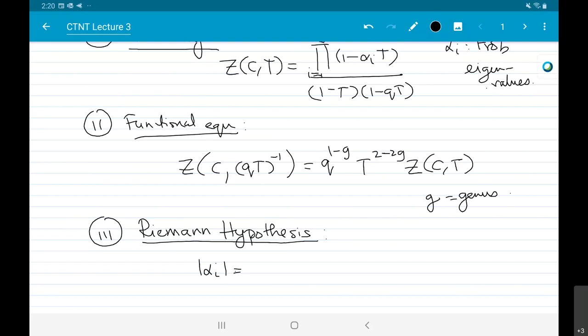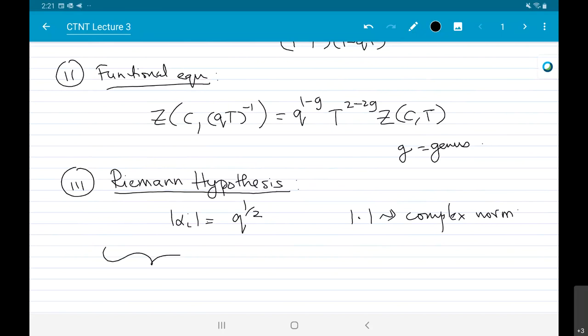Let me just finish the statement, and then I'll say what it means. The absolute value of these alpha_i's is q^(1/2), where this denotes the complex norm. These are all algebraic integers because the Frobenius polynomial is an integral polynomial. So this is the complex norm.